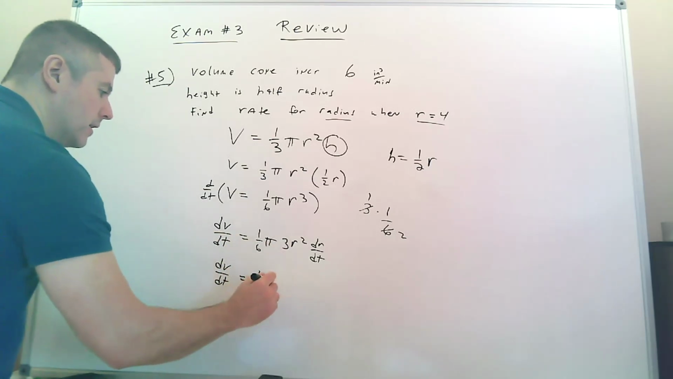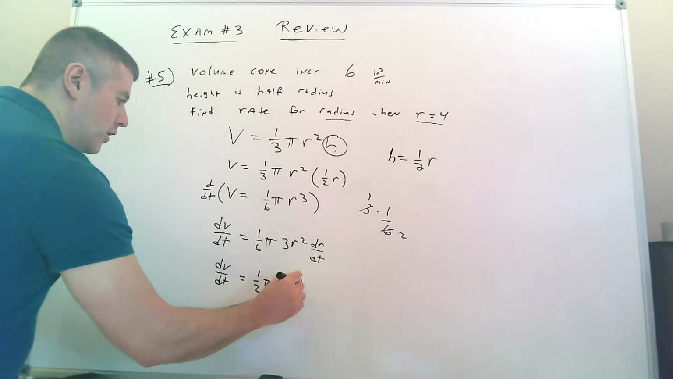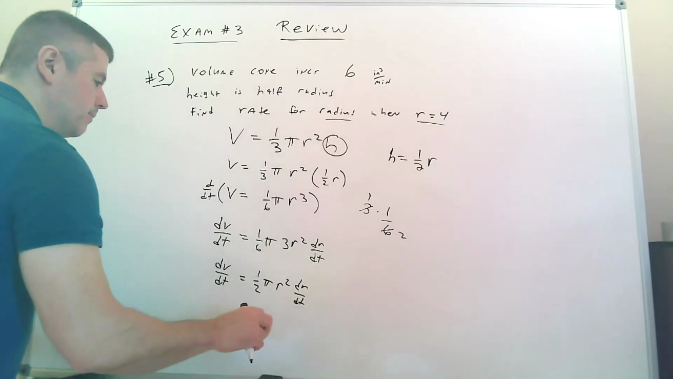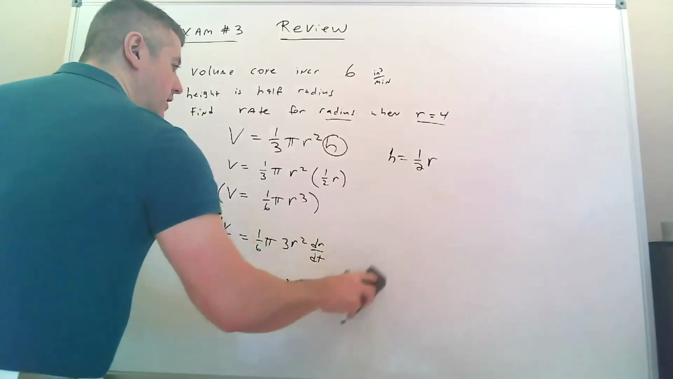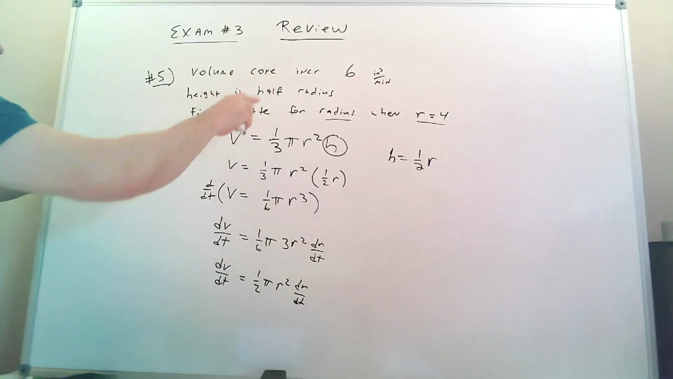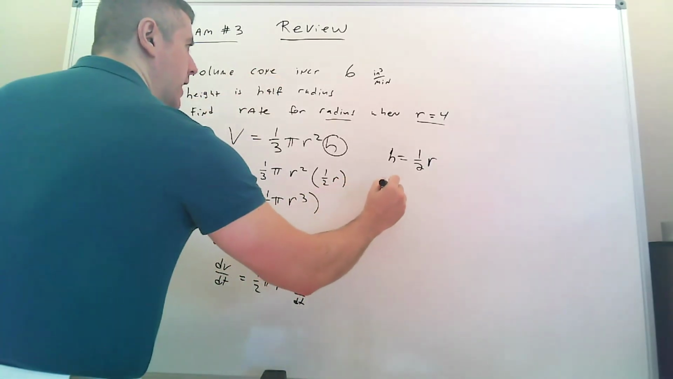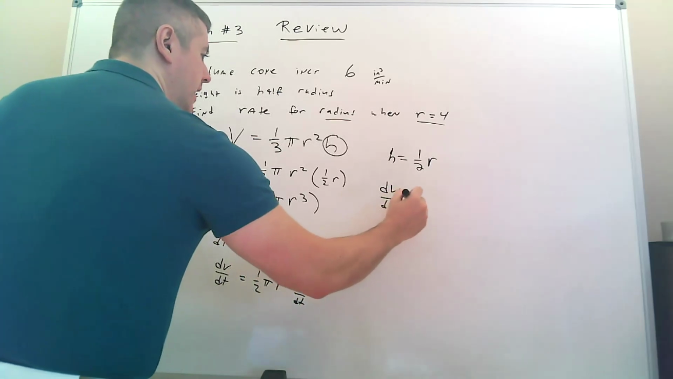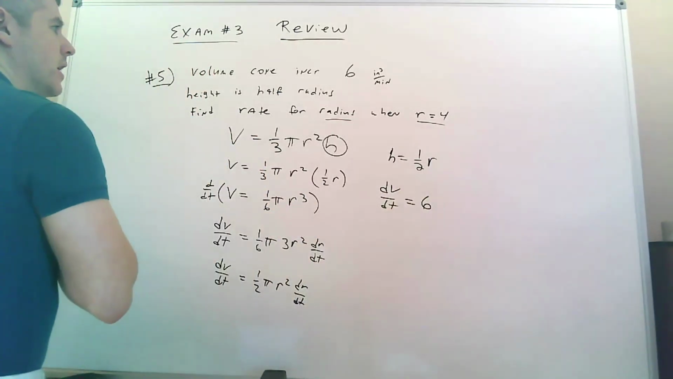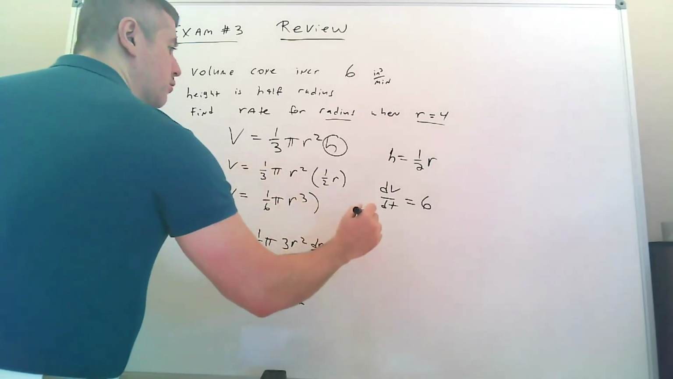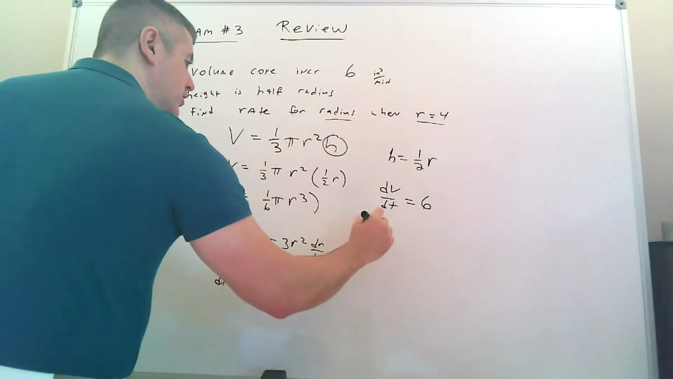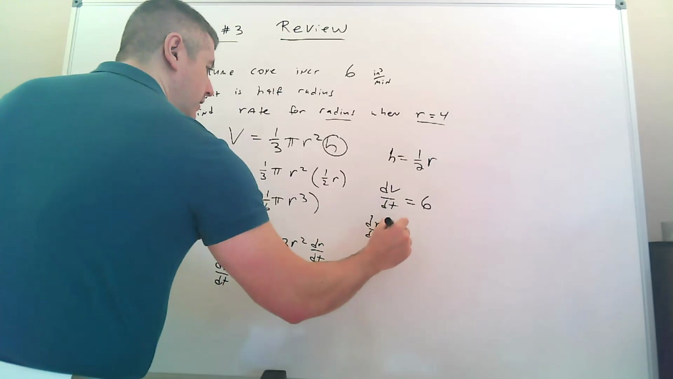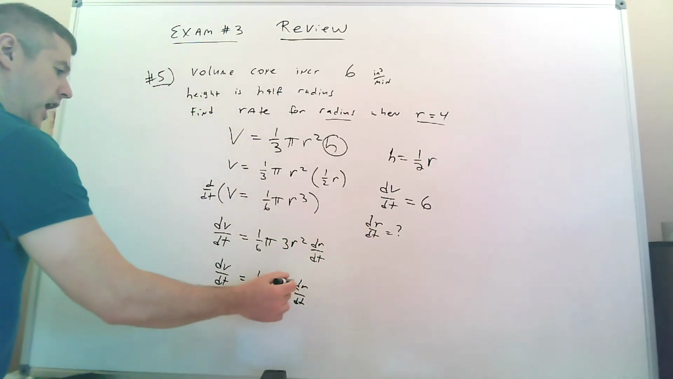You got your pi. So now you just have r squared dr dt. Now, the original question said to you, the volume of a cone is increasing at a rate of 6. That means that, now I did tell you to do this first. And you're looking for the rate that the radius is changing over time. That's dr dt. So this is what you're solving for.